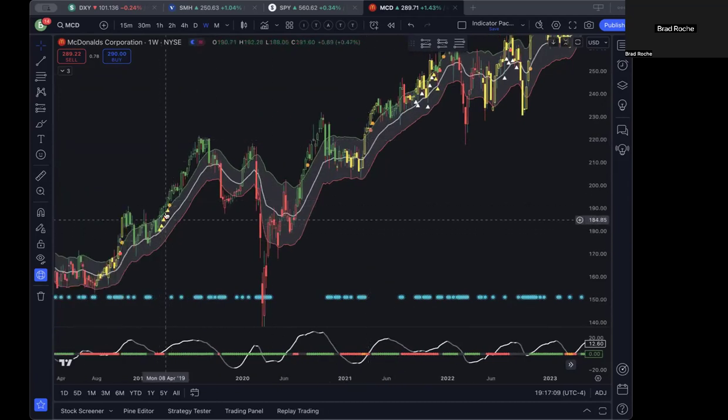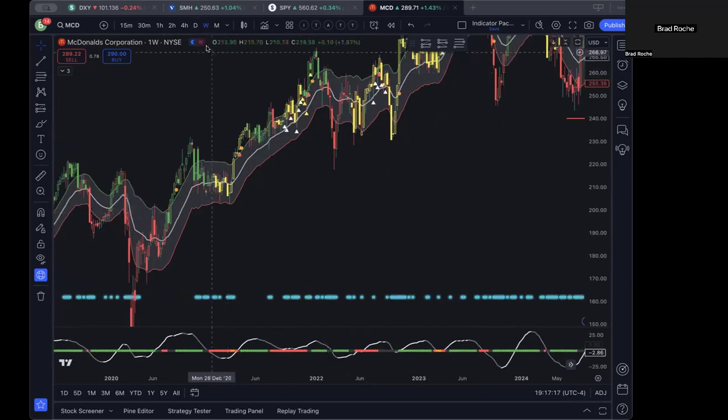And then buy signals here. You can see a move from about 180 or 185 up into 221.